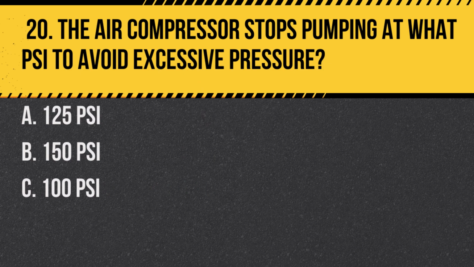Question 20. The air compressor stops pumping at what PSI to avoid excessive pressure? A. 125 PSI. B. 150 PSI. C. 100 PSI. Answer: A. 125 PSI. The compressor stops to prevent overpressurization.